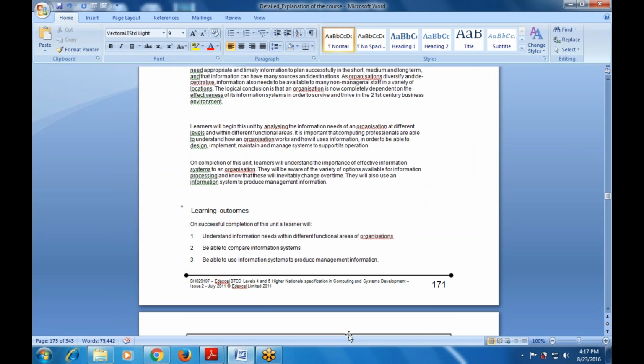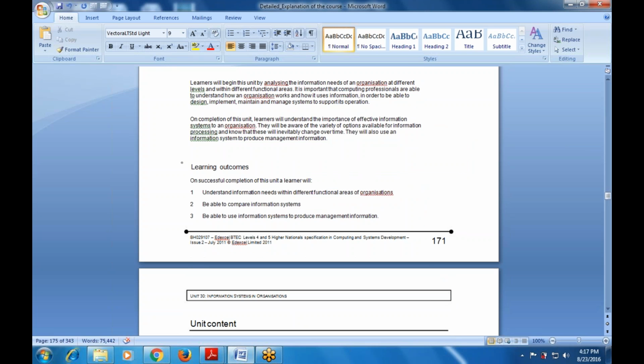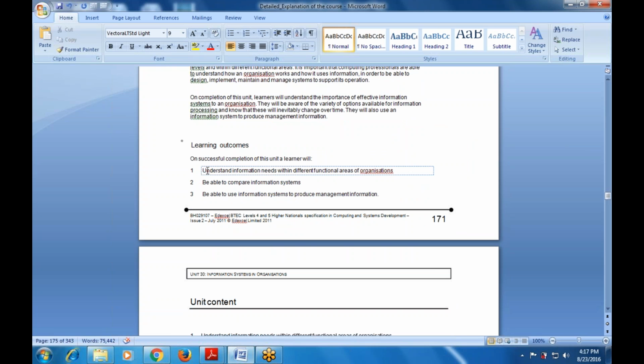When I talk about the LOs, that is the learning outcomes, these are the 3 learning outcomes of this module. The first one is to understand the information needs of the different functional areas of the organization. That is, what are the various information needs? So there are 3 LOs in this one. One is understanding the information needs, that is, what are the various information needs that are considered with the different functional areas. That is, what are the various functional areas of the organization.